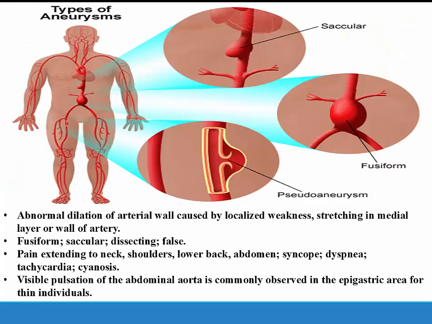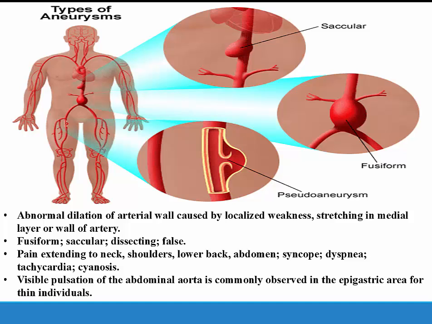Aneurysms are abnormal dilations of arterial walls caused by localized weakness and stretching in the medial layer or wall of the artery. The types of aneurysms are fusiform, saccular, dissecting, and false. Symptoms of having an aneurysm include pain extending to the neck, shoulders, lower back, abdomen, syncope, dyspnea, tachycardia, and cyanosis.